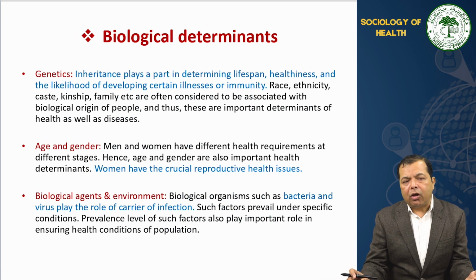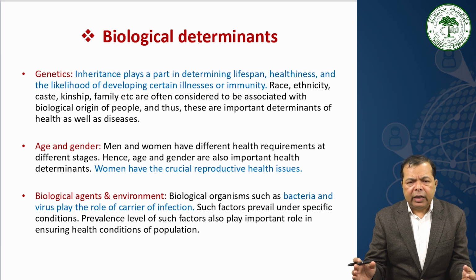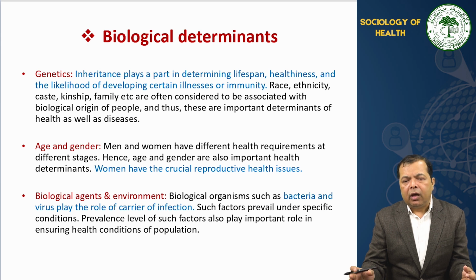So there are biological determinants like genetics. Inheritance plays a part in determining lifespan, healthiness, and the likelihood of developing certain diseases or immunity. Race, ethnicity, caste, kinship, family, etc., are often considered to be associated with the biological origin of people, and thus these are important determinants of health as well as disease. So we all are even aware of the role of genetics in causation of certain diseases.